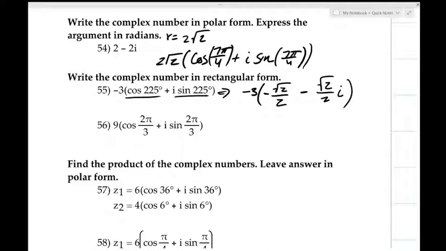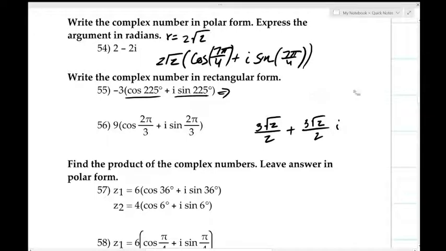So once I distribute that negative 3 into everything, I will have the following: 3 square root of 2 over 2 plus 3 square root of 2 over 2 I. And that will be the equivalent rectangular form of that expression.